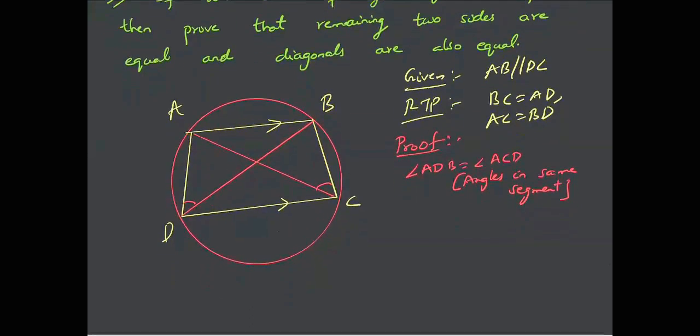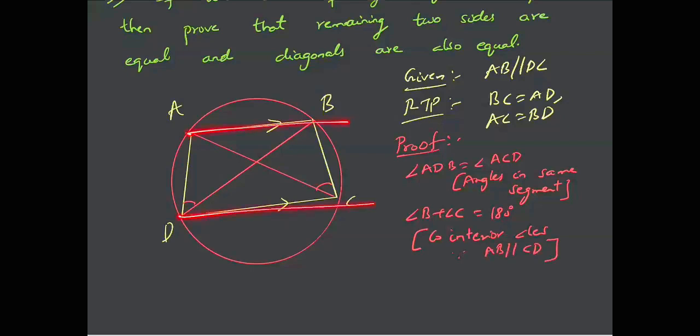Also, angle B plus angle C is 180 because these are co-interior angles, right? Since AB is parallel to CD, and this is a transversal, the sum of these two angles on the same side of the transversal, the co-interior angles, are supplementary. So angle B plus angle C is how much? 180 degrees. Also angle A plus angle C is 180 degrees because ABCD is a cyclic quadrilateral. So the sum of opposite angles is always 180.